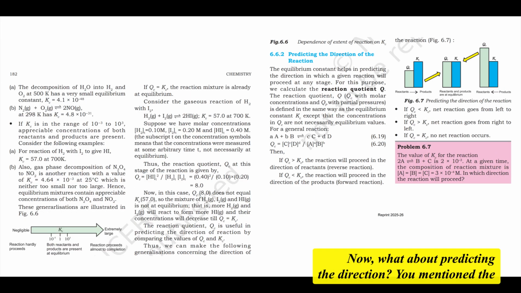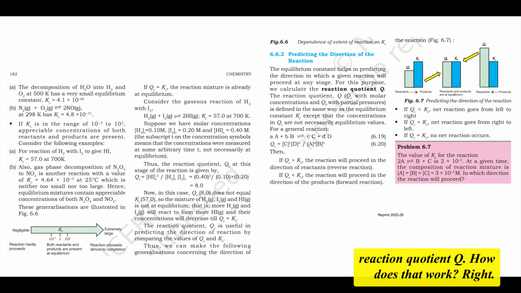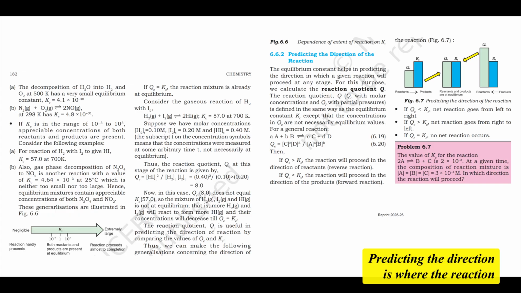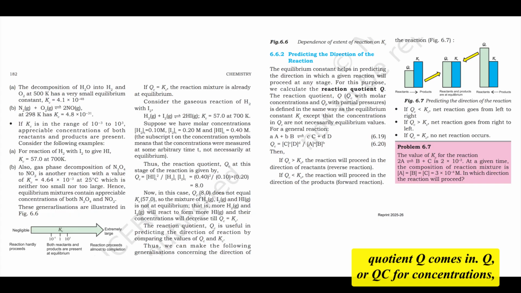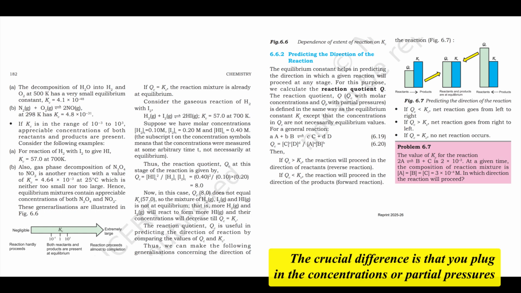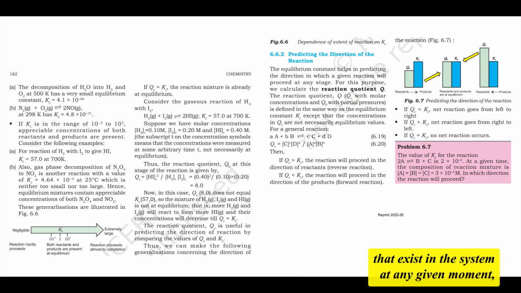Now, what about predicting the direction? You mentioned the reaction quotient, Q. How does that work? Right. Predicting the direction is where the reaction quotient Q comes in. Q, or Qc for concentrations, Qp for pressures, is calculated using the exact same mathematical expression as the equilibrium constant K. The crucial difference is that you plug in the concentrations or partial pressures that exist in the system at any given moment, which may or may not be equilibrium conditions.